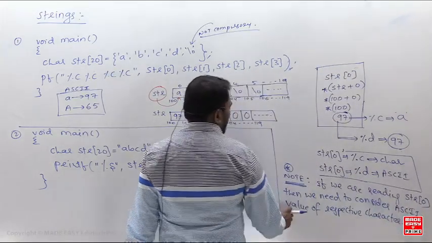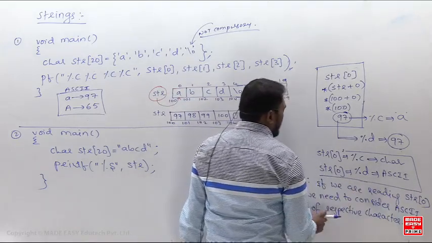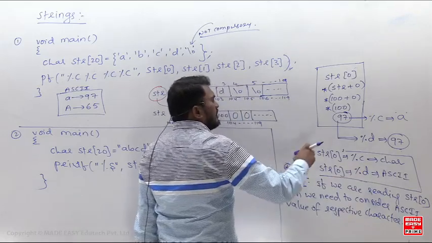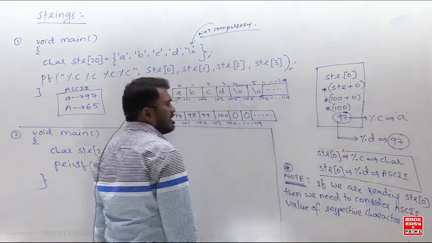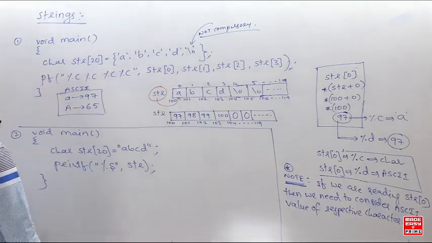Note down this point very carefully. If you are reading str of 0, then we need to consider the ASCII value of the respective character. So if you are reading str of 0, what do you have to read? 97. You have to consider 97. So we need to consider the ASCII value of the respective character. So I think that is clear.